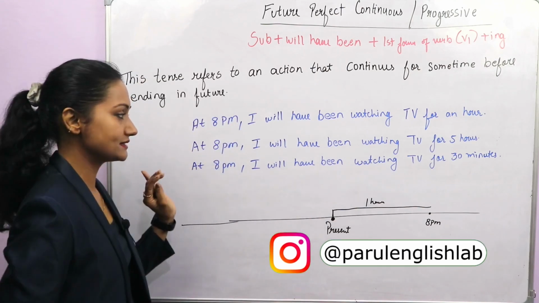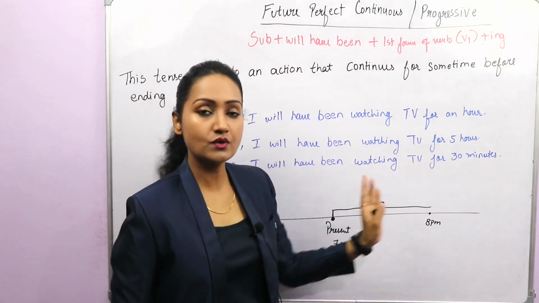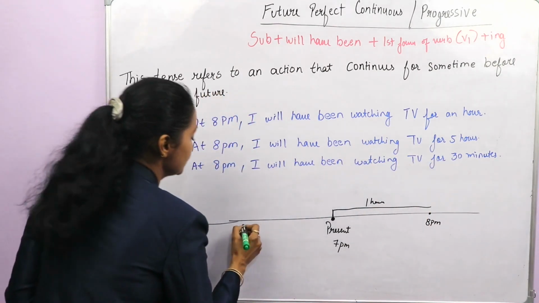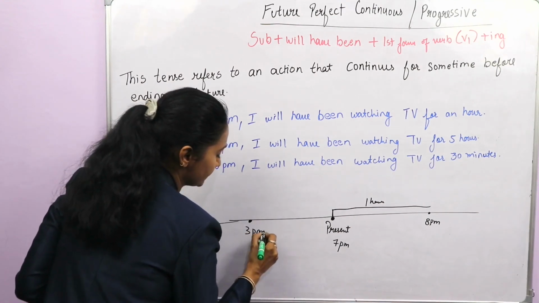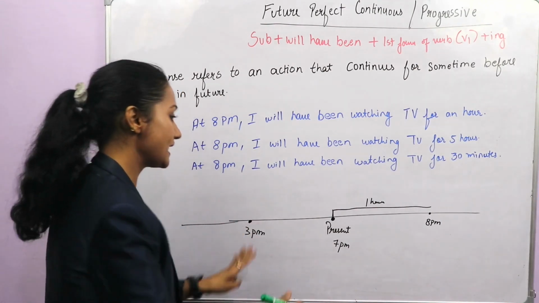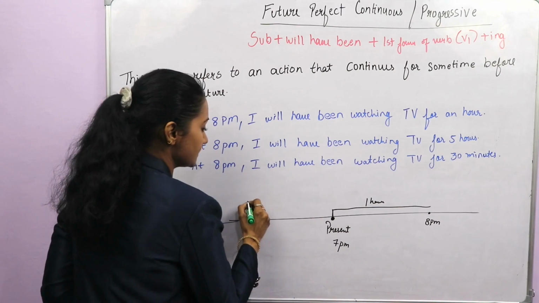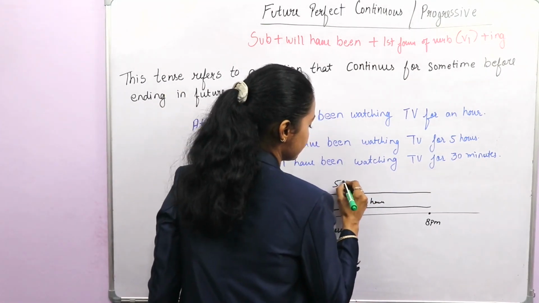Let's look at the next example. At 8 p.m. I will have been watching TV for 5 hours now. Here it's 3 p.m. right now, and 3 p.m. is past. So an action starts in past and it continues for 5 hours.